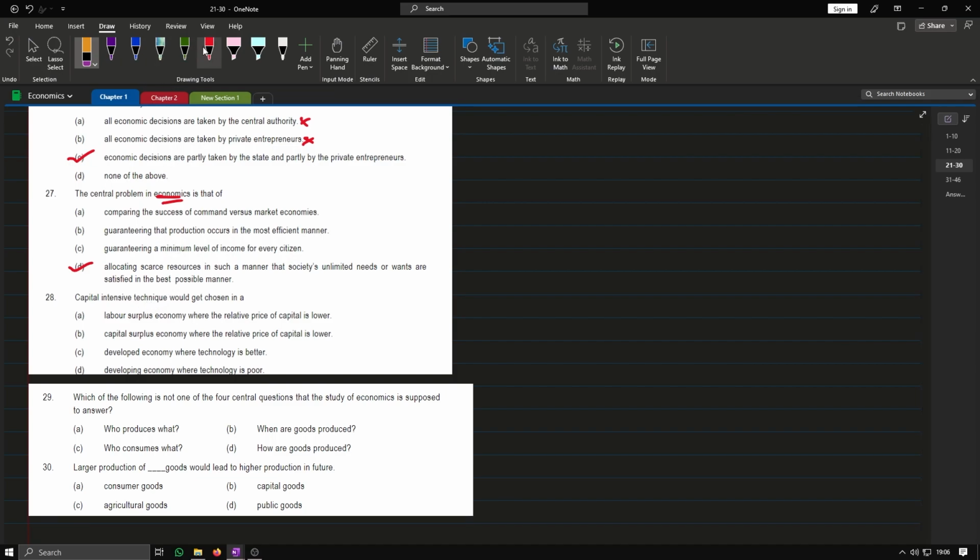Question 28. A capital intensive technique would get chosen in a, they are given 4 options. Labor surplus economy, where relative price of capital is lower. No, a capital intensive technique is usually chosen when the price of the capital is lower, right? Or else why would they choose something where the price is higher? If the price of labor is higher, then you definitely wouldn't choose labor for your technique, right? When the price of capital is lower, you choose capital.